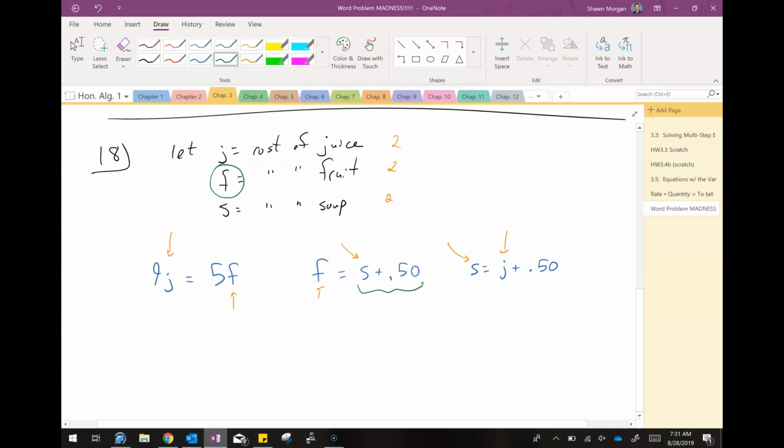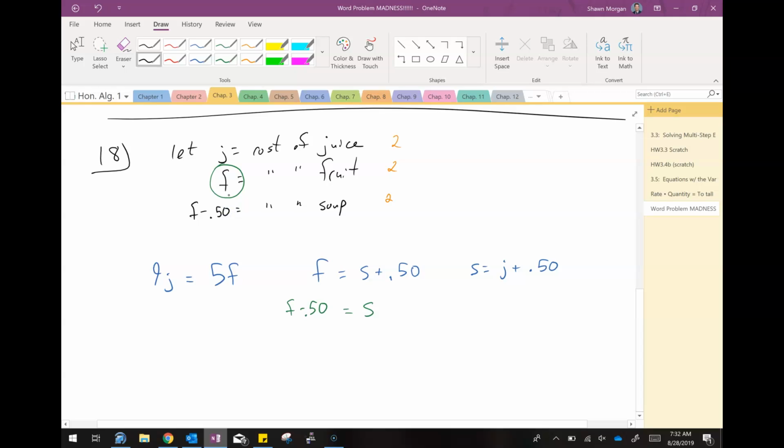So could you tell me what S is in terms of F? Could you get S by itself here in that second equation? What would you have to do to both sides? Very good, Grady. We would subtract 50. All right, so S is the same thing as F minus 50. So I'm going to go up here, and instead of S, I'm going to write that. I'm going to say F minus 50.